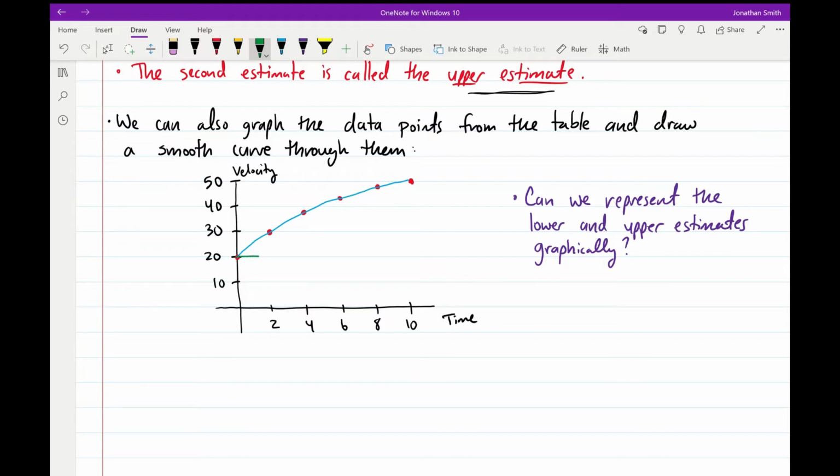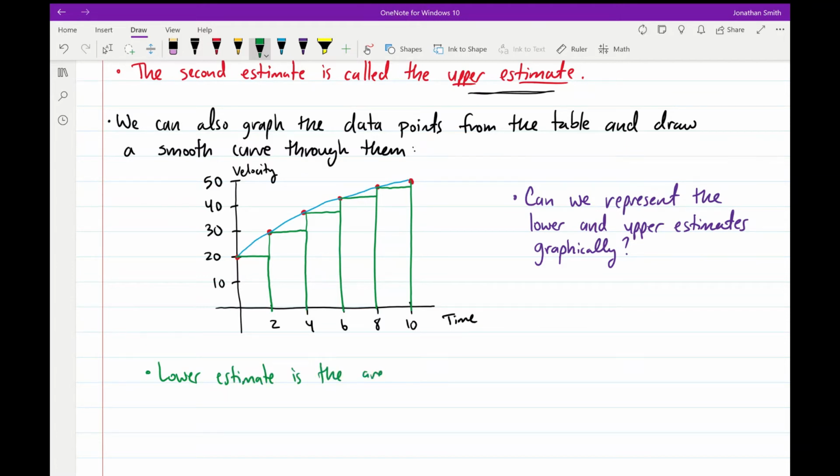So I'm going to draw rectangles where I start at the dot on the left-hand side of each interval to give me the height of the rectangle. So I can draw them like this. And the lower estimate that we calculated is the area of these green rectangles that I just drew.